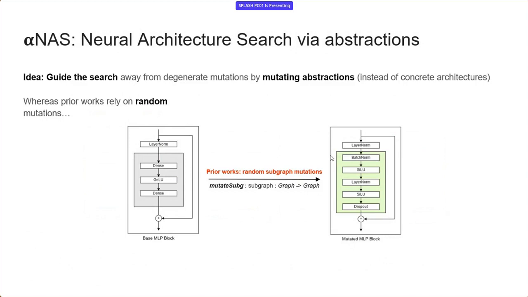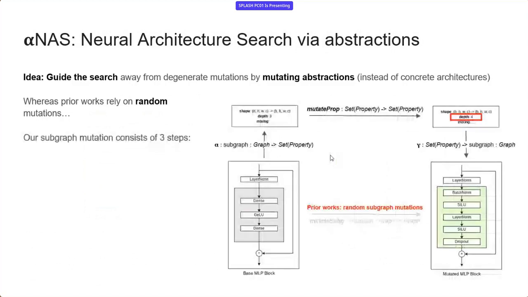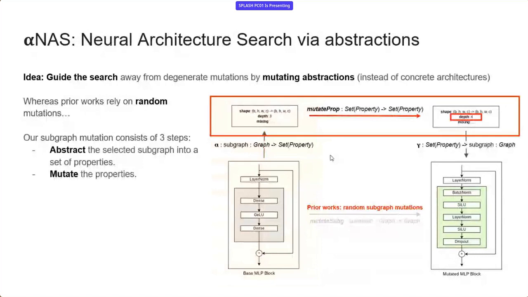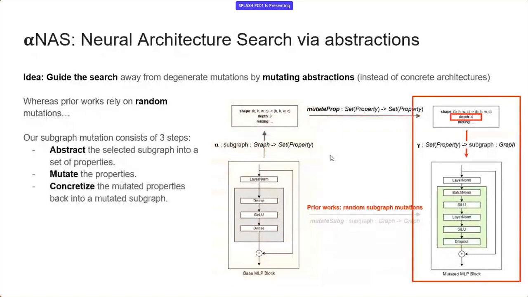Whereas prior works rely on random mutations performed directly on the concrete architectures, we're instead going to perform our mutation in 3 steps. Starting from the subgraph selected for mutation, we're going to first abstract the subgraph into a set of properties. We're then going to mutate in the abstract space. And then finally, we're going to concretize the mutated properties back into a satisfying subgraph using program synthesis. So the key is that instead of performing the mutation step directly in the concrete space, our exploration mechanism is lifted to this abstract space instead.